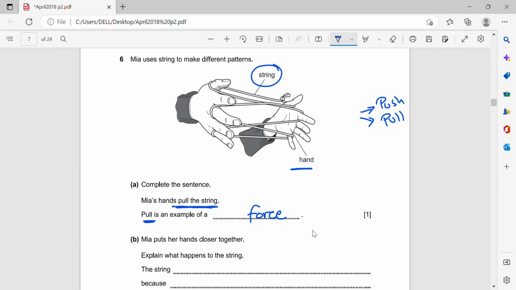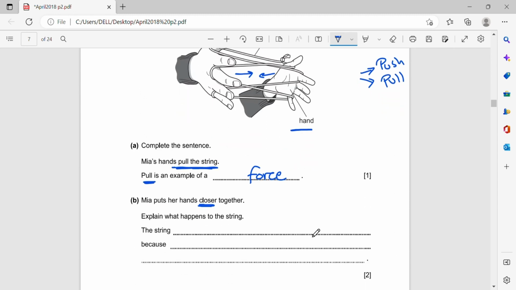Now, Mia puts her hands closer together. So Mia will close her hands closer together. Explain what happens to the string. What will happen to the string? Actually, the string will change its shape. It becomes less tight, isn't it? So the string changes shape. Or if someone else wrote, it becomes less tight.